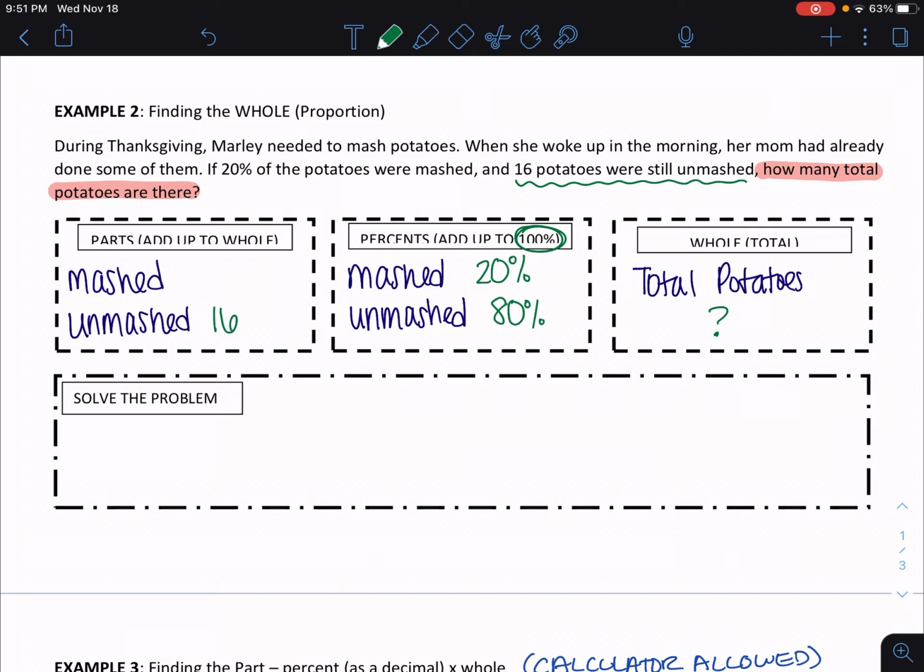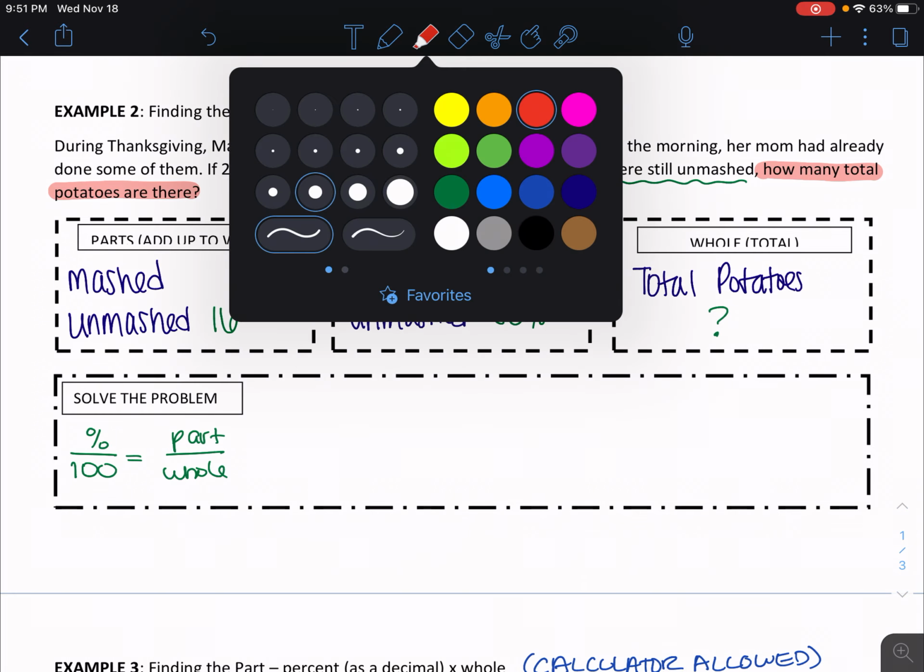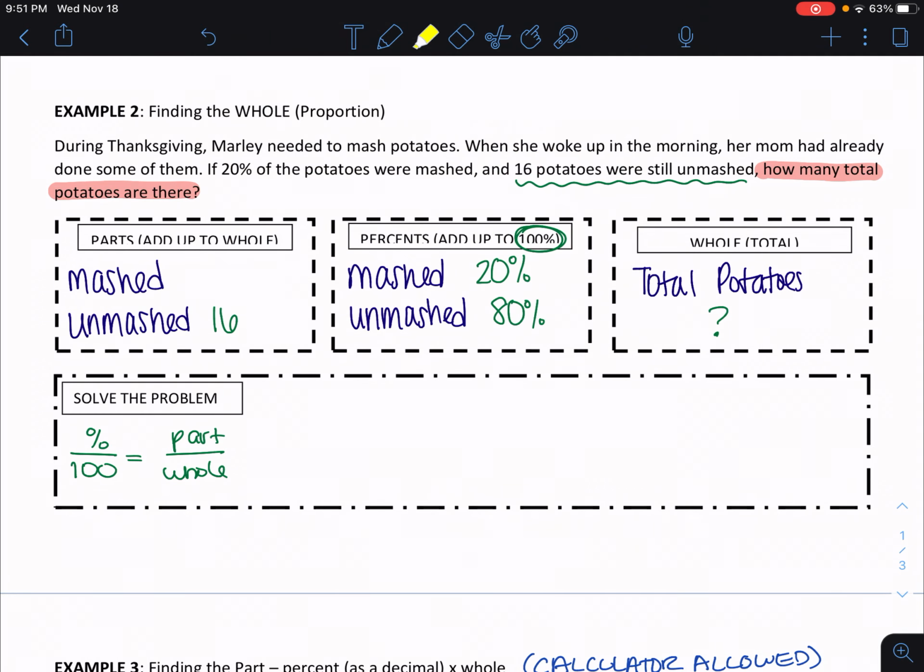If I'm trying to find the whole, I'm going to use the percent proportion. So percent over 100 equals part over whole. And now I'm going to highlight what I'm going to use to fill in that proportion. So I've got my total potatoes is the question mark. And then I'm going to go to my parts and my percents boxes, and I'm going to say, what do I know all of? Well, I know all of the information for the unmashed potatoes. So I'm going to use the information for the unmashed potatoes.